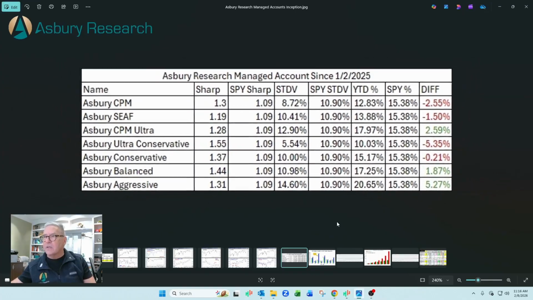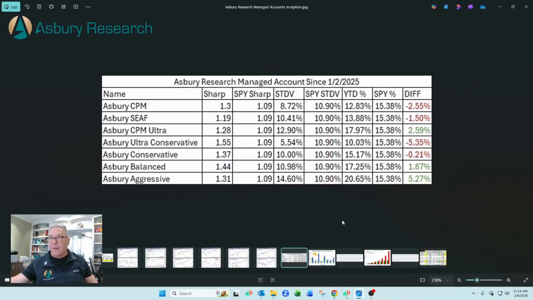Okay, so this is since the start of '25. So we've got about 13 months here. I'm just going to show you how these are all doing. CPM in 13 months, trailing the S&P by 2.55%. But again, the drawdown last year was half of the S&P. Standard deviation is lower and beta is lower, basically giving you the S&P 500 with half the risk, which is what this is for. CEF, trailing by 1.5%.